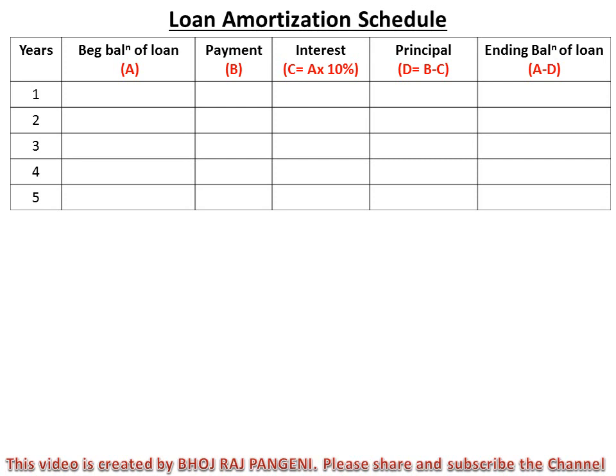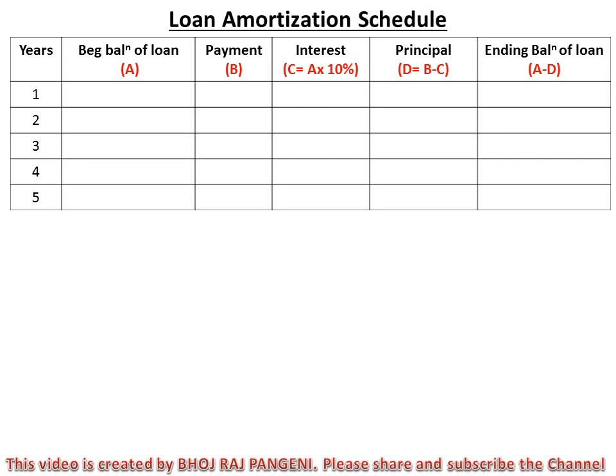This ending balance of loan for year 1 is the beginning balance of loan for year 2, because the ending balance of year 1 is the beginning balance of year 2, and the ending balance of year 2 goes to the beginning balance of year 3, and again the ending balance of year 3 goes to the beginning balance of year 4, and the ending balance of year 4 goes to the beginning balance of year 5. In this way, make a chain, and if you know the beginning balance and payment amount, you can calculate the interest and principal and again the ending balance. This is the chain formula.